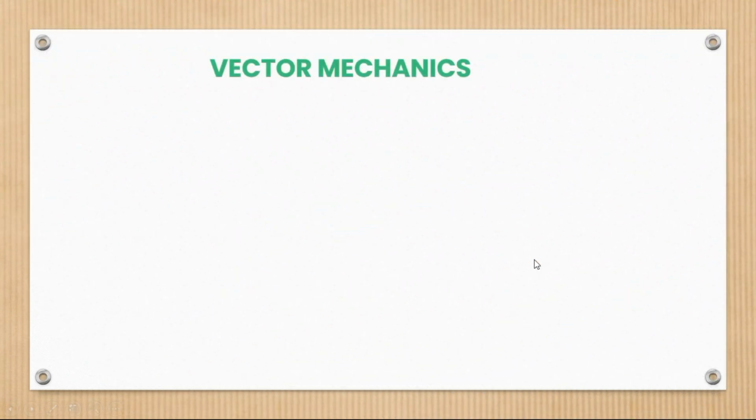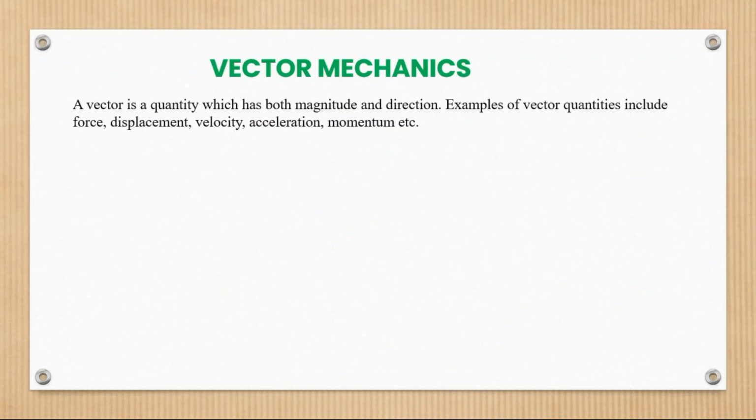Alright, so today we begin with vector mechanics. So what is a vector? A vector is a quantity which has both magnitude and direction. Examples of vectors or vector quantities can include force, displacement, velocity, acceleration, momentum, etc. So there is more, and now the opposite of a vector quantity is actually a scalar quantity.